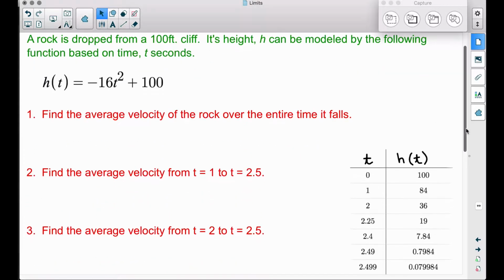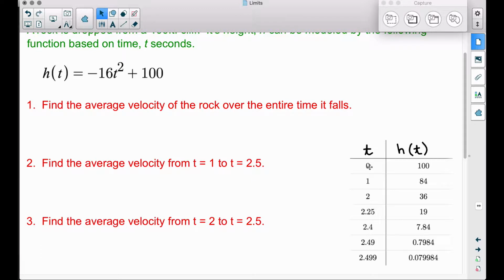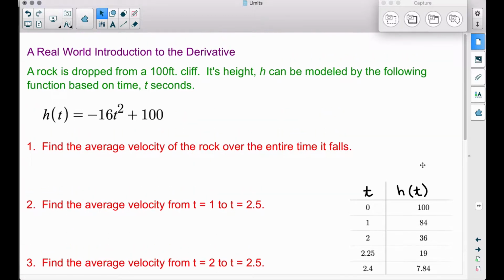Now, what I've done over here for simplistic purposes is I've plugged in a few of these numbers. At time t equals 0, that's when the rock hasn't even been thrown yet, so its height is going to be 100 feet because it's getting thrown off of a 100-foot cliff, as mentioned at the beginning of the problem. 1 second after it's been dropped off the cliff, its height is 84. 2 seconds, it's going to have a height of 36 feet off the ground. 2.25 seconds, it's going to be 19 feet off the ground, and so forth. The height is decreasing because we dropped it off the cliff. Question number 1, find the average velocity of the rock over the entire time it falls.